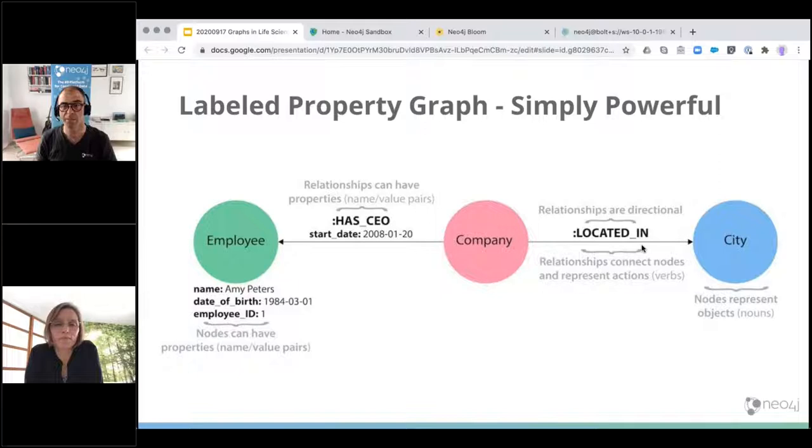And all of these things have properties, so names, keys and values, names, dates, whatever they are. But the cool thing about it is that they are explicitly connected to one another. In a normal, traditional relational database system, you would have a table for employees and a table for companies, and you would have to do a join to see which employee works for which company.